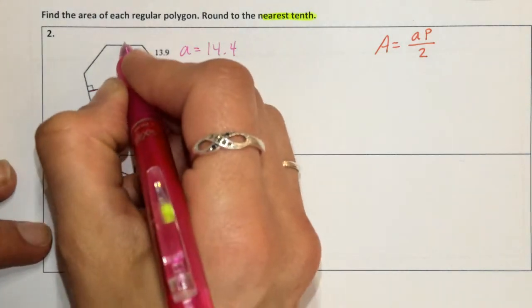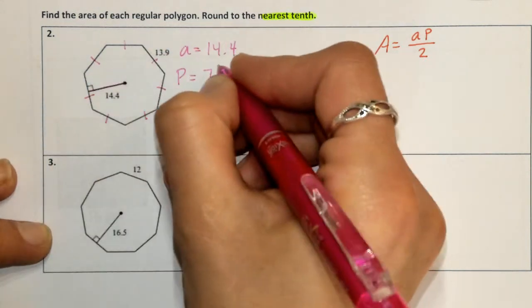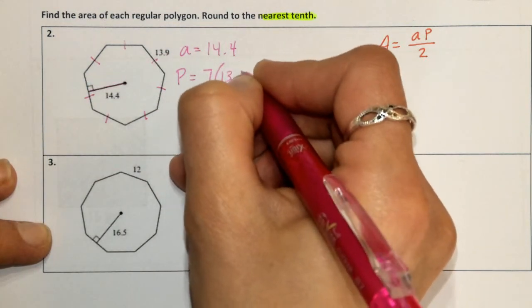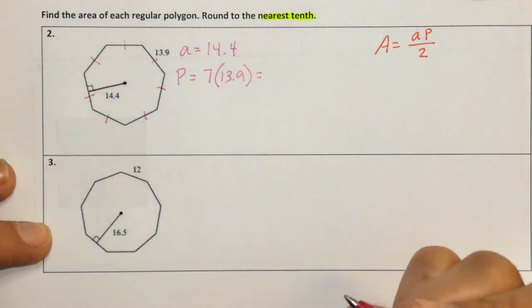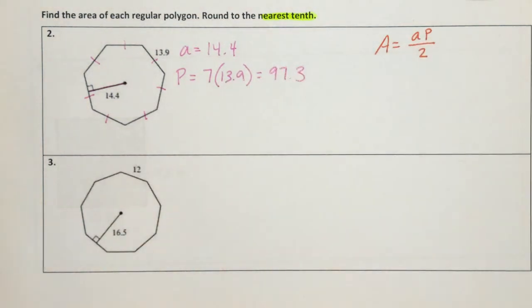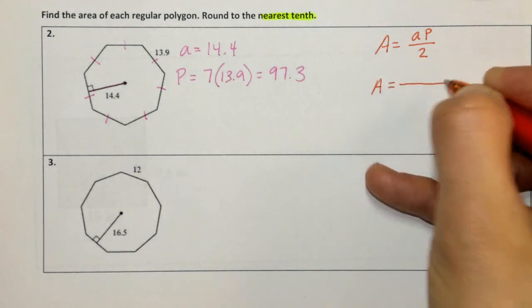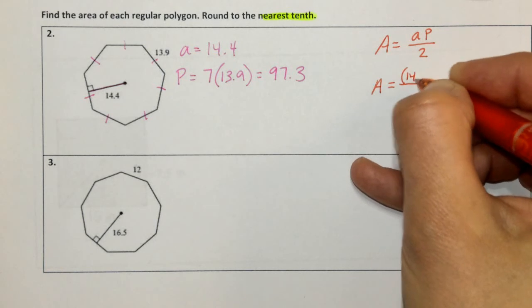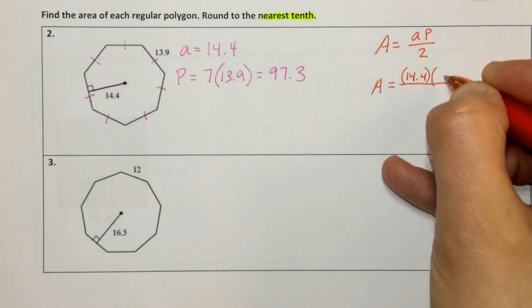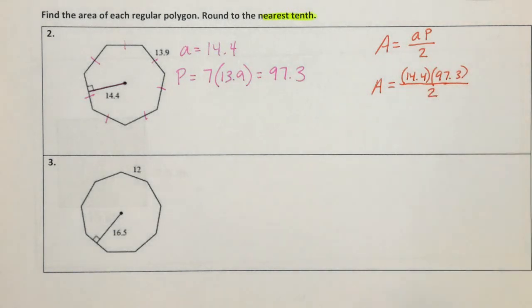So we're going to count 1, 2, 3, 4, 5, 6, 7. I have 7 sides, and we're going to multiply that by the side length, 13.9, and we're going to get 97.3. So these are the two numbers we need to plug in. So we're going to have area equals, up on top in the numerator, we have our apothem, 14.4, and we have our perimeter, 97.3, all divided by 2.